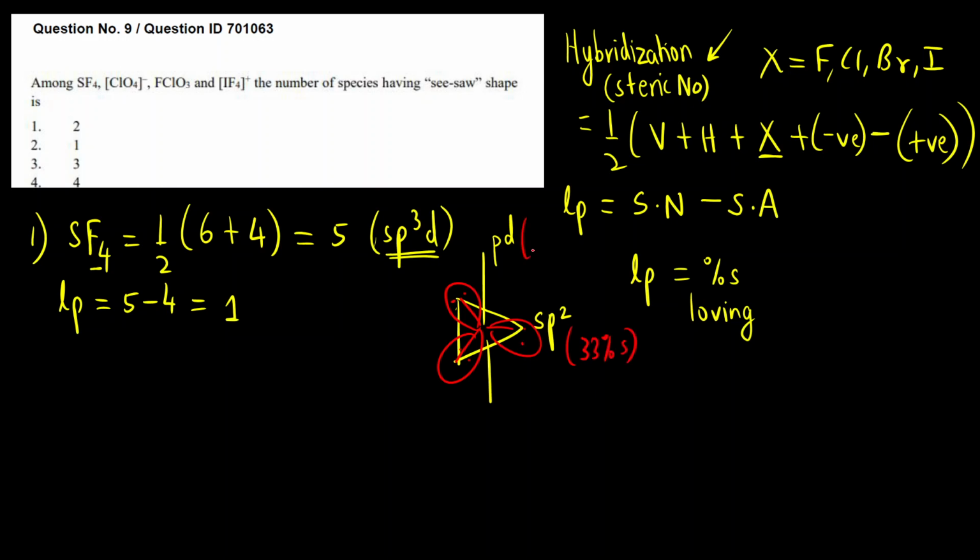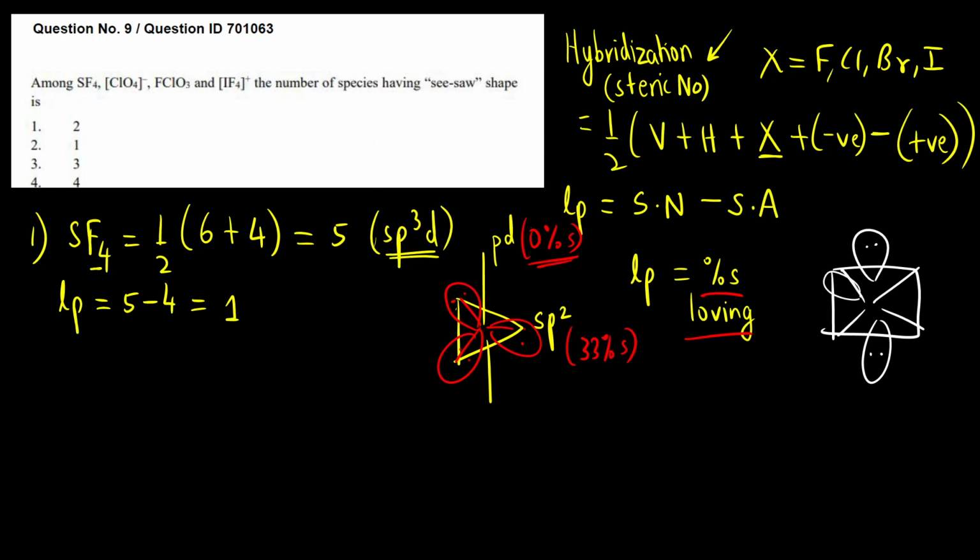Here there is no s orbital. This is 0% s character. So since the lone pair is percentage s loving, it will occupy the trigonal part. But if you talk about the octahedral geometry, here the lone pair occupies the axial position. Why? Because if it is present in the plane, it will cause electronic repulsion. So it occupies the axial position.